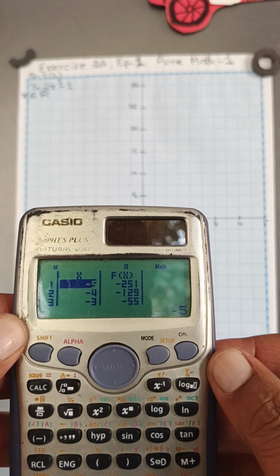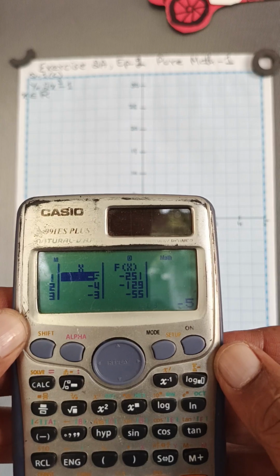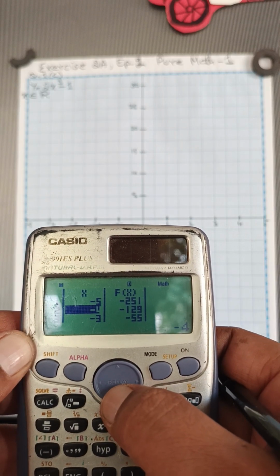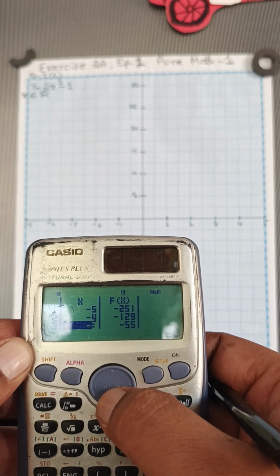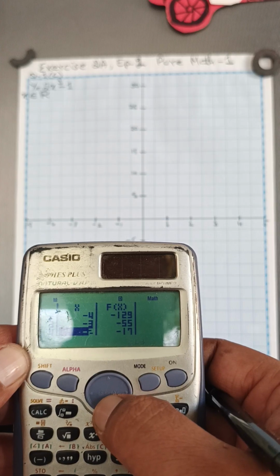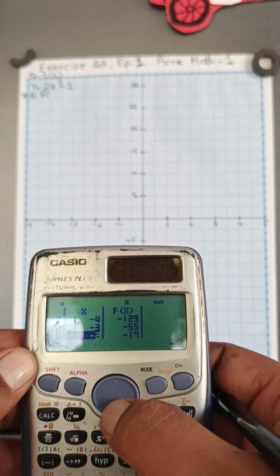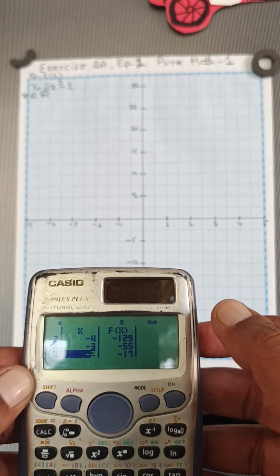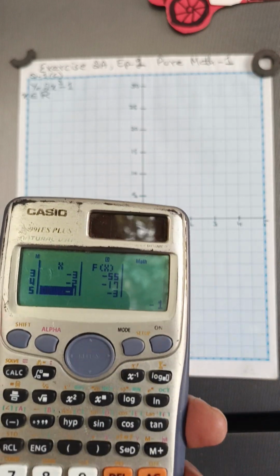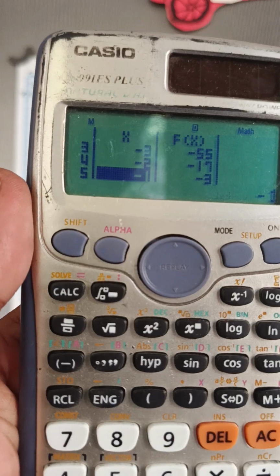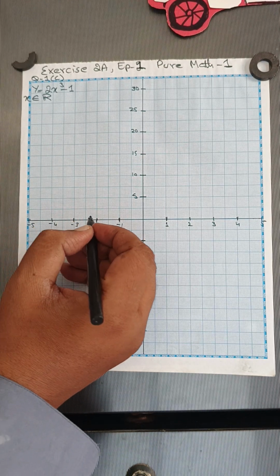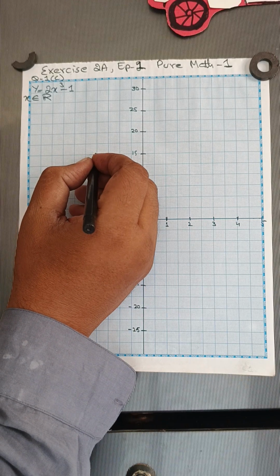So you can see the table is given to me. At minus 5 the value is minus 251, and so on. At minus 2 the value is minus 17, so I can plot that. At minus 2 the value is minus 17.